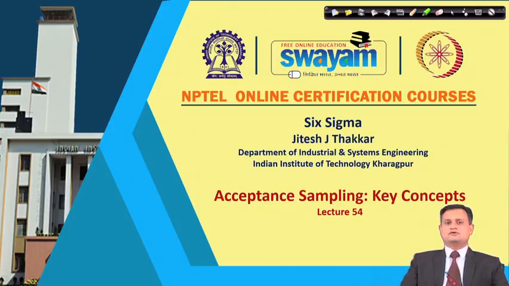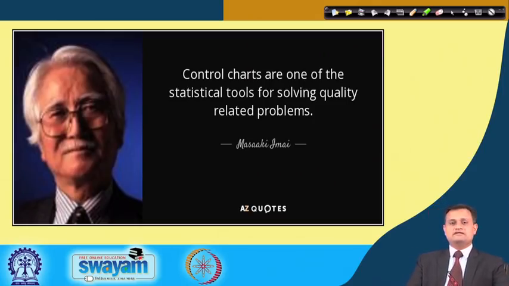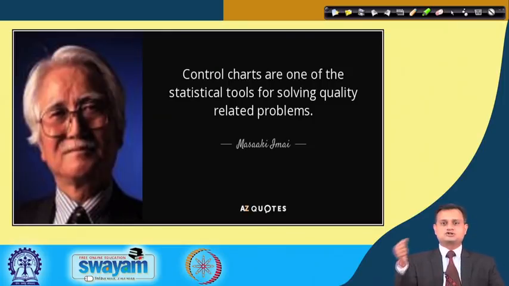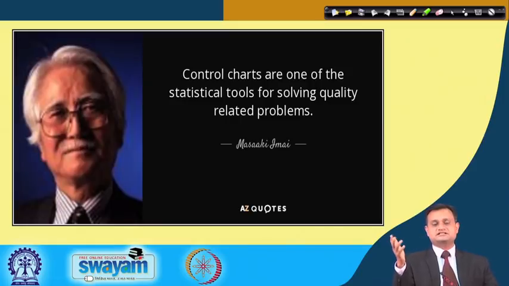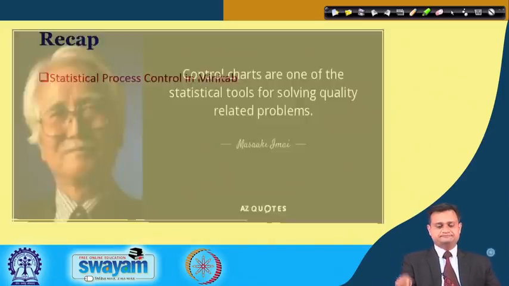This week we will discuss the various issues specific to acceptance sampling, and we are beginning with some key concepts on acceptance sampling. I will keep reminding you that control charts are the most important tool, the statistical basis, fact-based management to have control over my processes and take the appropriate action at the right time.